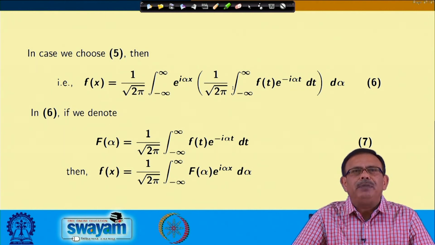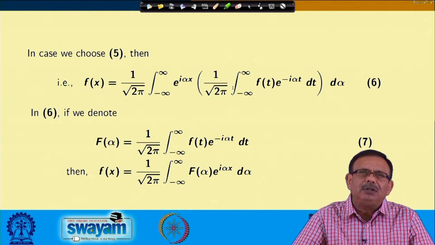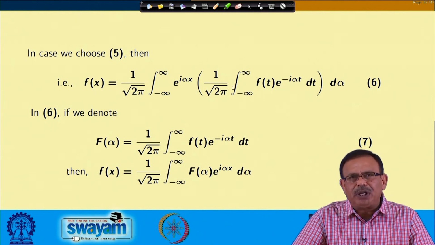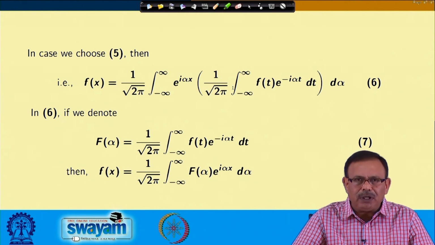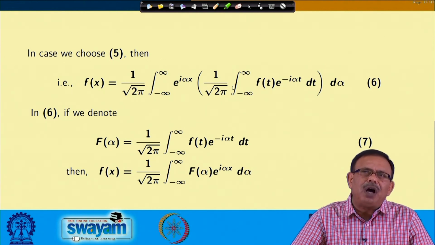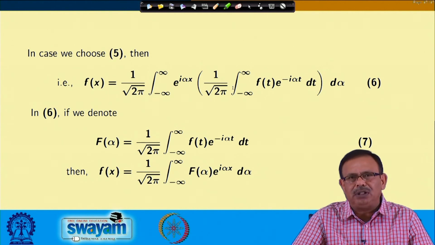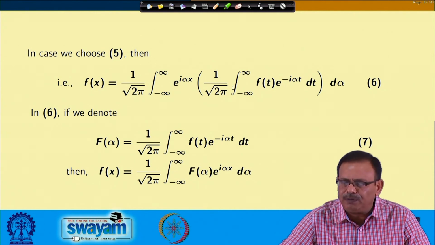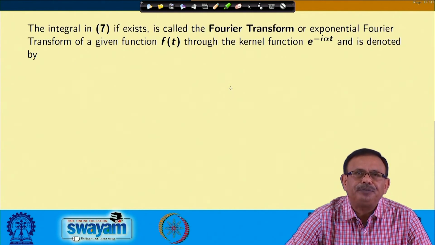Equation 7 is basically known as the Fourier transform of the function f(t), whereas equation 8 tells us the inverse Fourier transform of the function capital F of alpha. So, if I know the function f(x), I can find the Fourier transform of the function from equation 7, whereas if I know the Fourier transform of a function, that is F(alpha), the corresponding function or the inverse I can obtain from equation 8.